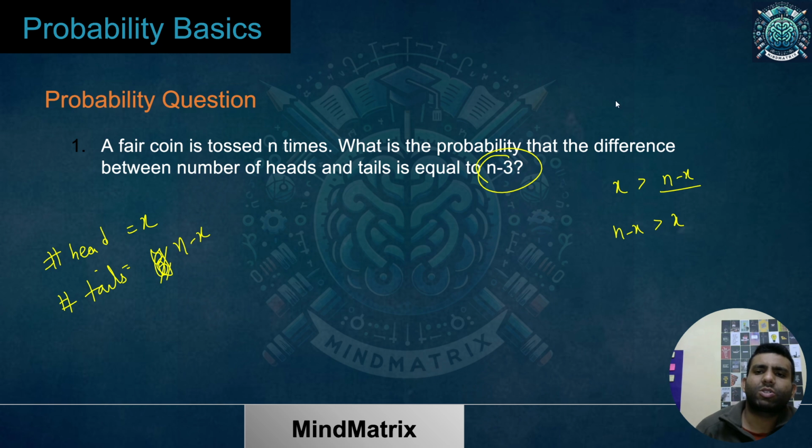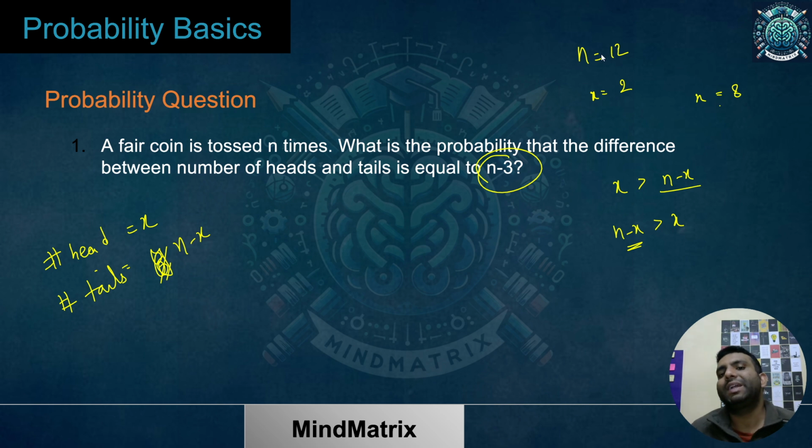Just to give you a context, if n equals 12, I'm discussing whether x may be 2, or x may be 8. So these are the different scenarios. If x equals 8, then n minus x will be 4, which is less than 8. And if x is 2, then n minus x is going to be 10, which is greater than 2. I hope the idea is clear. So overall, they are discussing that the difference must be equal to n minus 3. So let's take any of the cases and we'll get the answer.